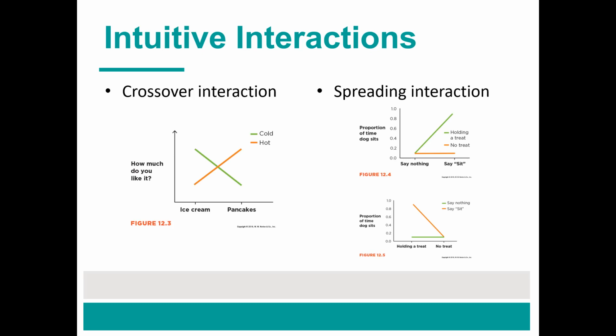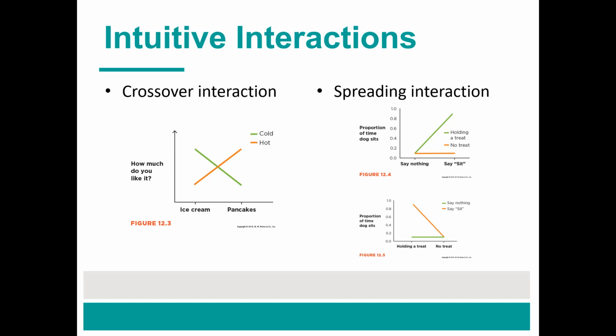Here we see some graphs that display results from studies with two independent variables and one dependent variable. The first study, or the graph on the left, looks at the two independent variables of type of food, either ice cream or pancakes, and the temperature of that food, either hot or cold, and the dependent variable of how much you like that food. You can see here that the graph actually has two lines, and this is different from previous graphs we've looked at that only have one line on them.